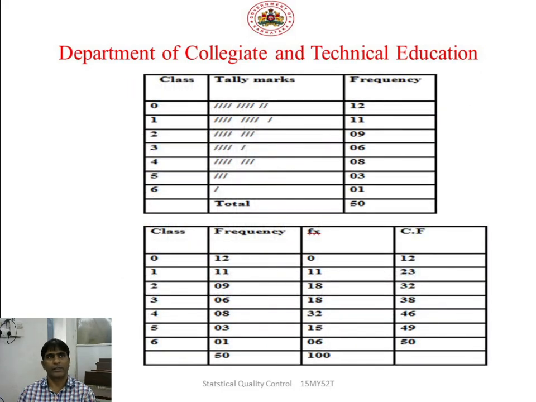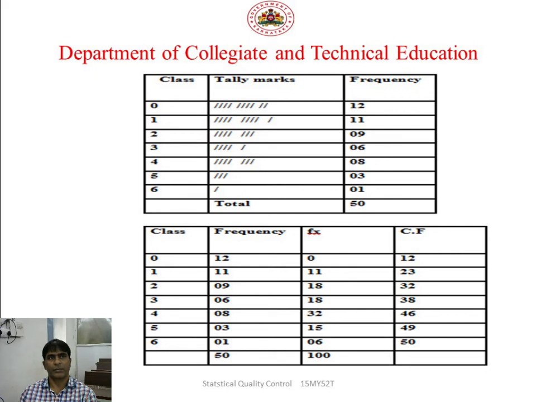So make tally marks and form the class intervals, as he has given class size as 1. The frequency for 0 is 12, for 1 it is 11, for 2 it is 9, for 3 it is 6, for 4 it is 8, for 5 it is 3, and for 6 it is 1. So the total frequency is 50, that is n.